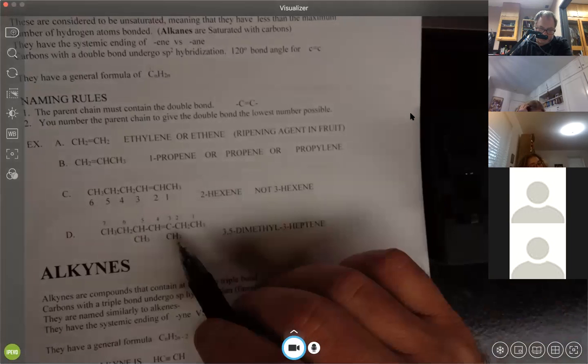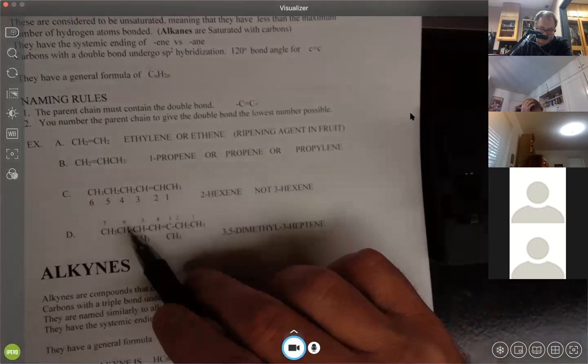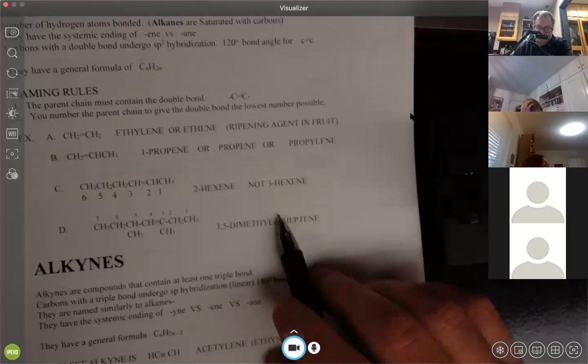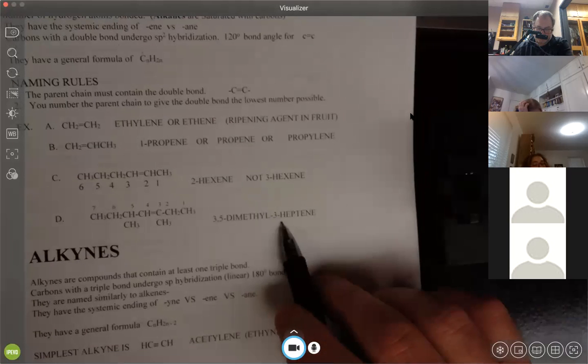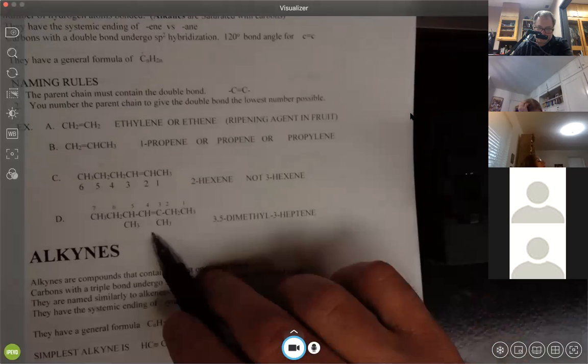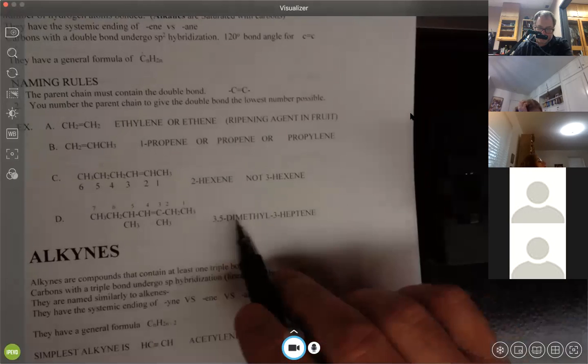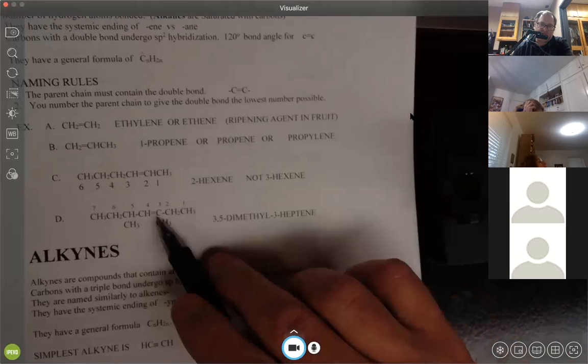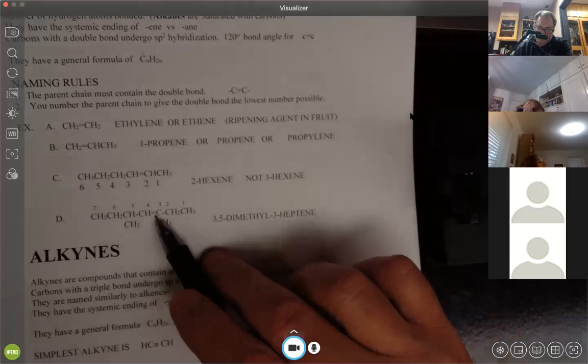1, 2, 3, 4, 5, 6, 7. So we want that double bond to get the lowest number. So we get it with 3. And then we get 3, 5, 2 methyls, dimethyl. Talking about where the double bond is, 3-heptene.